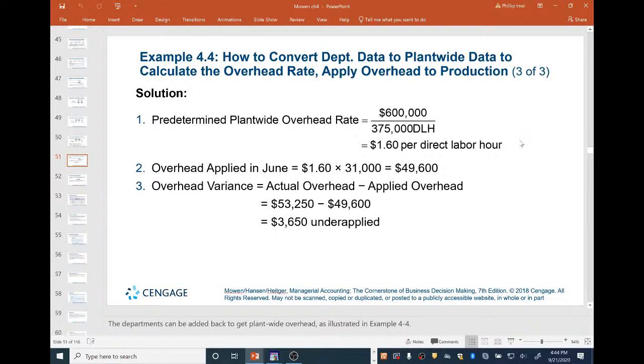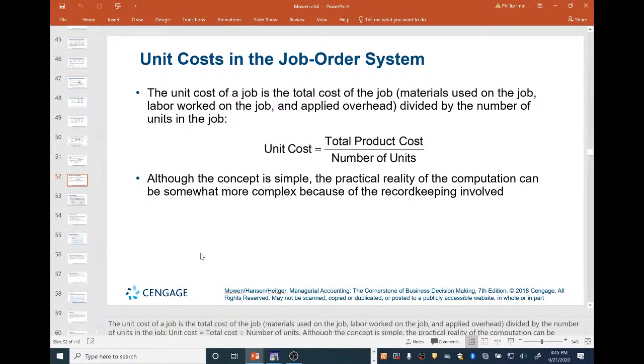So are y'all following along with these steps here? So it's really not bad. Just find the rate, and then you just have to apply it to the actual item that you're looking for. Then you find the variance right here, and obviously we can see that it's 3,650 under applied because the applied was less than the actual. Everyone seeing that?